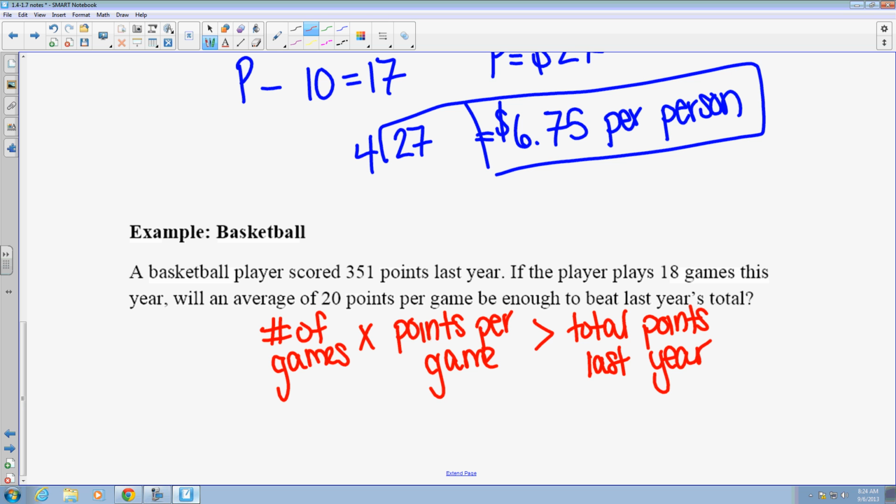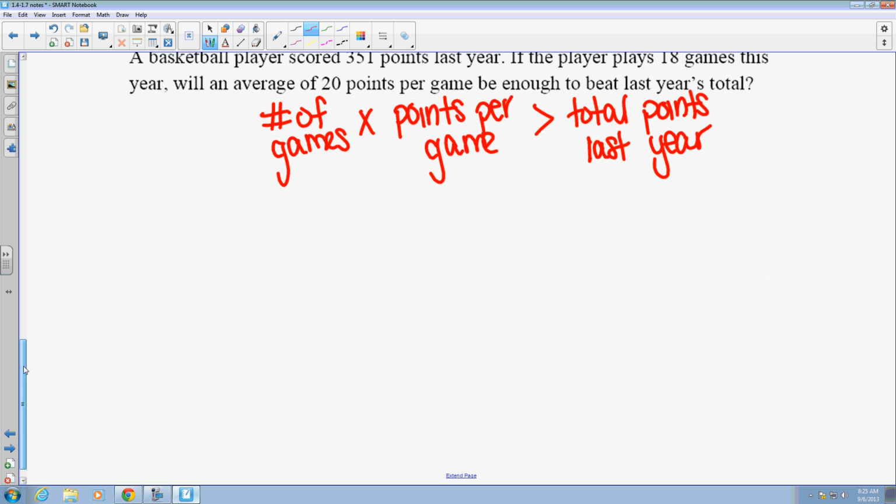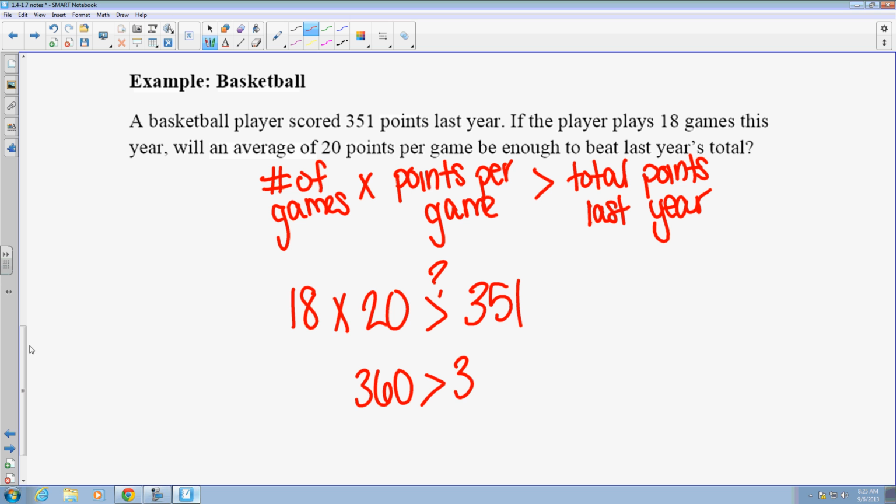So now I have enough information in the problem to check and see if this year's total was greater than last year's total. We played 18 games and we scored 20 points per game. We want that to be greater than 351, but we're not sure. 18 times 20 is 360, which is, of course, greater than 351. So yes, to be at last year's total. And that is it for section 4.